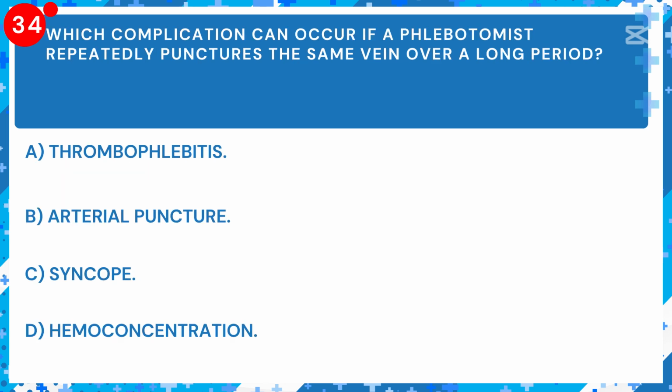Question 34. Which complication can occur if a phlebotomist repeatedly punctures the same vein over a long period? A. Thrombophlebitis. B. Arterial puncture. C. Syncope. D. Hemoconcentration.